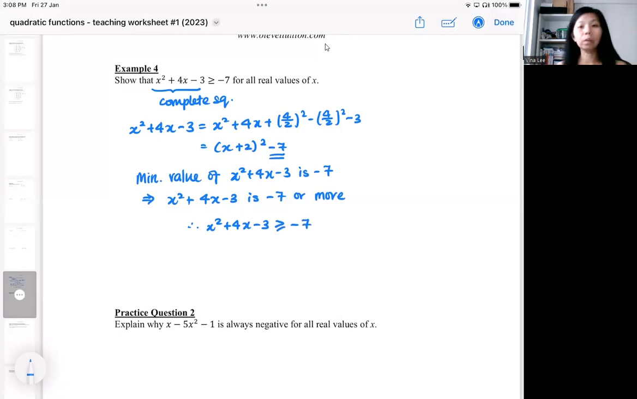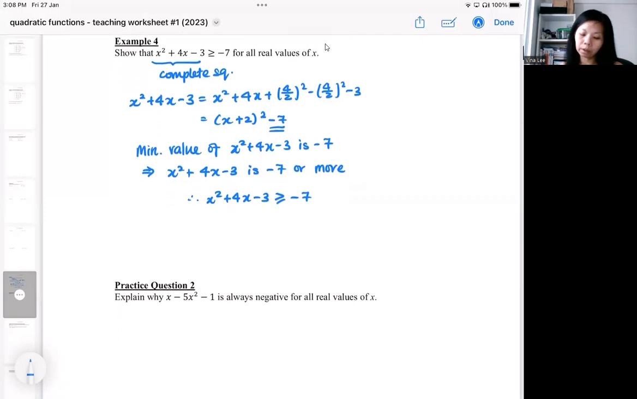So that is how we utilize completing the square to explain such things. You can try it on the next question. You will need to explain why this function is always negative. So you got to complete the square for this function.